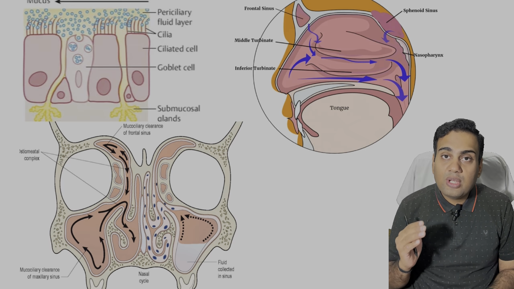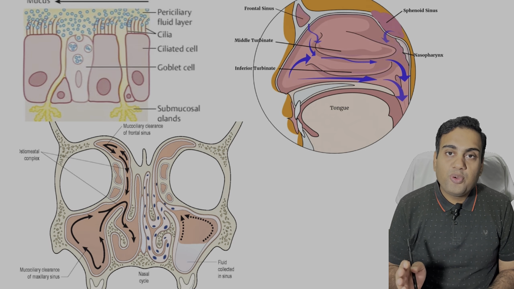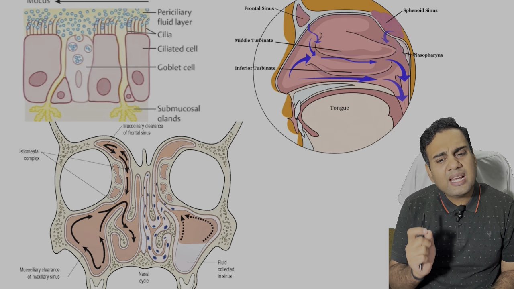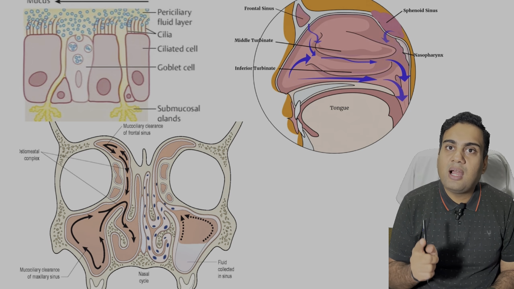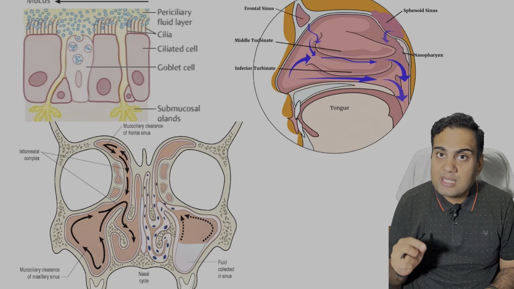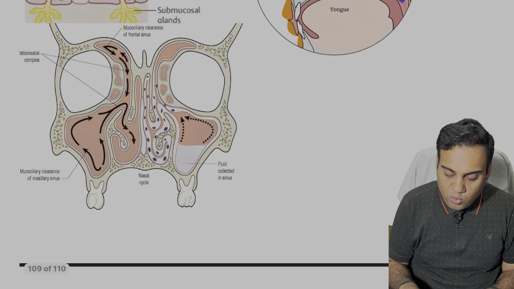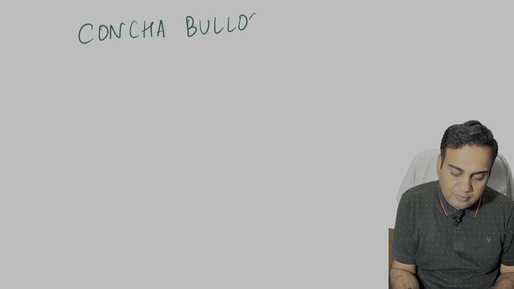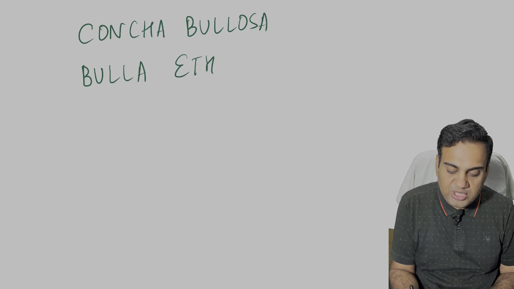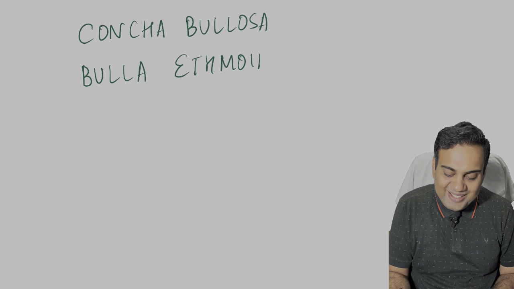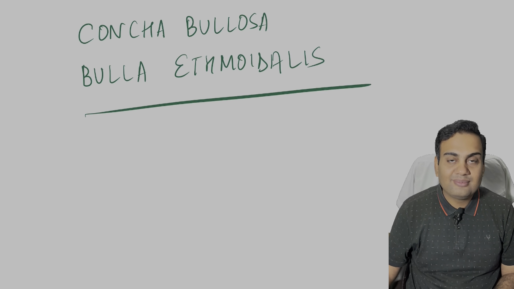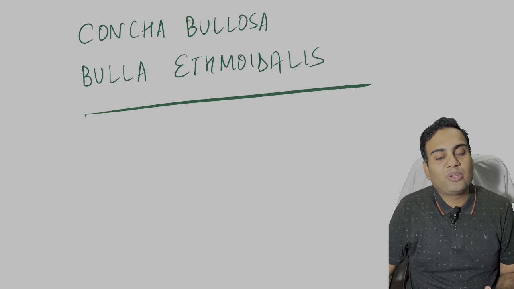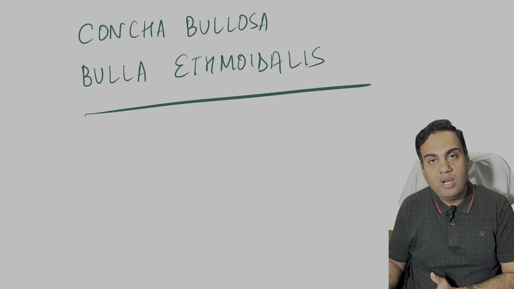All right. If you have understood this, I am going to leave you with one very easy question today. You are going to tell me the answer in the next lecture or in the comments below. What is concha bullosa? What is bulla ethmoidalis? What is this bulla? What is concha bullosa and what is bulla ethmoidalis?